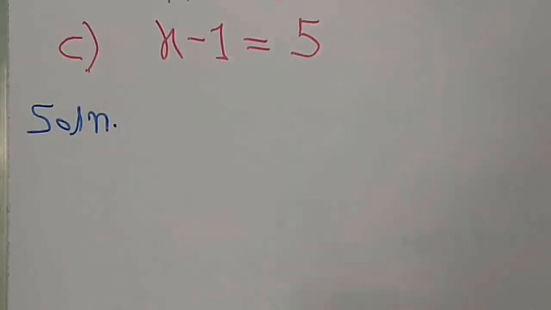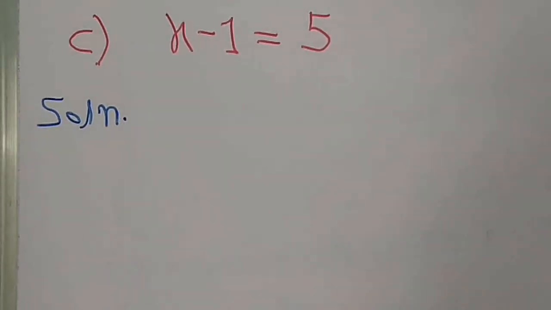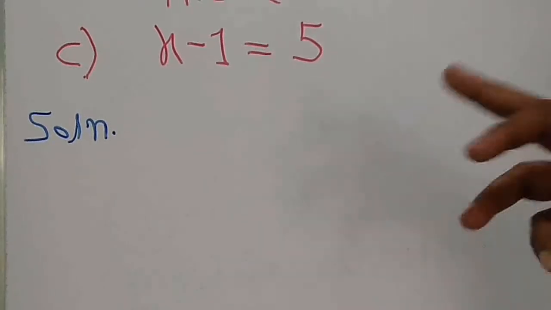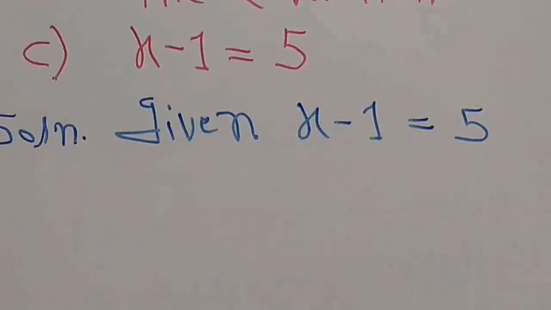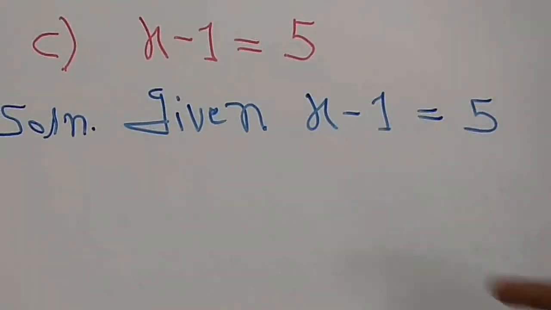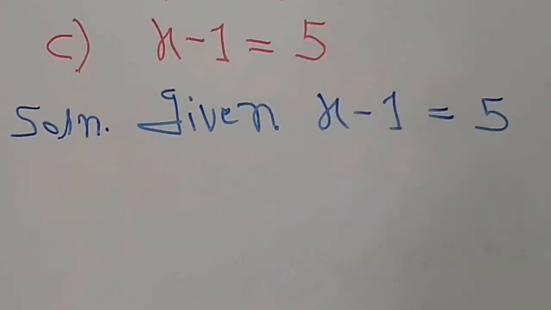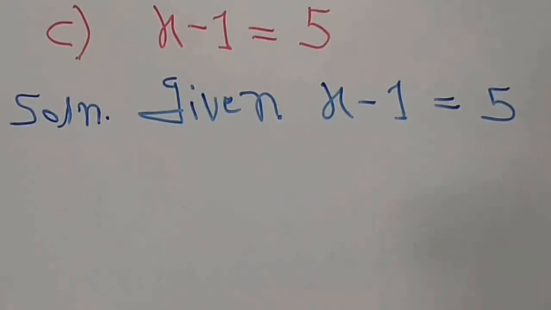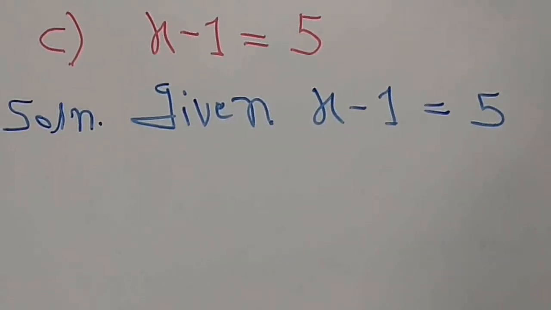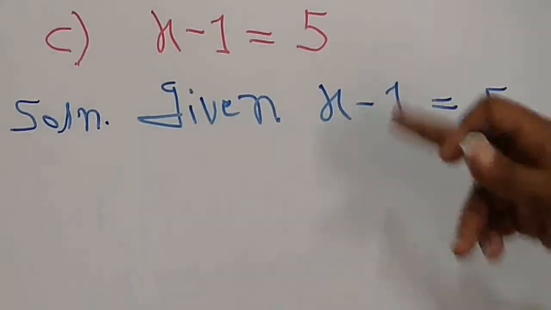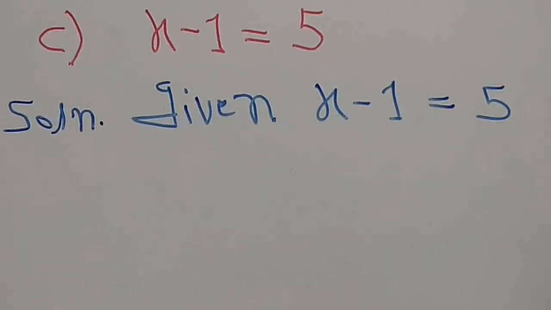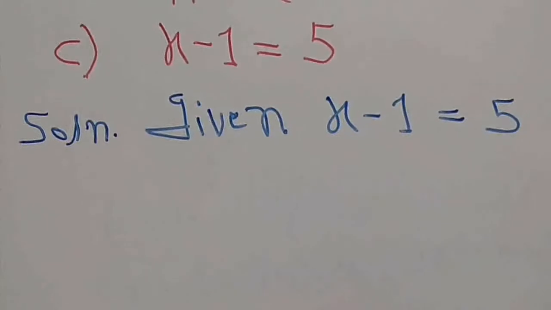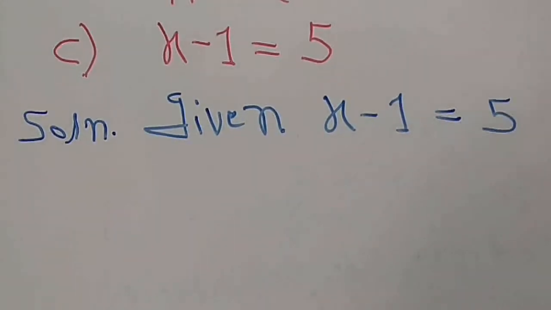Okay. Now we are going to solve the c part of this question, that is x minus 1 equal to 5. This is given: x minus 1 equal to 5. In this equation, the left hand side part is having minus 1. It means 1 is subtracted from the x. Opposite sign of minus is plus, and the number 1 is given in this equation, so we are using the 1 as it is.